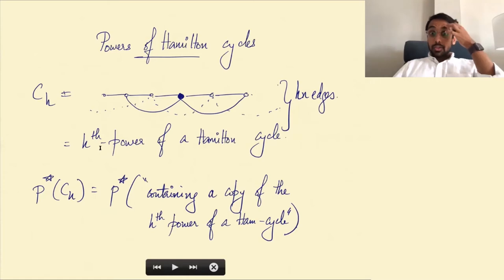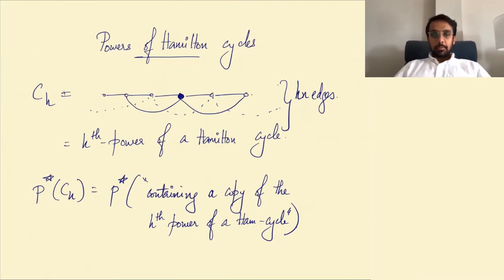So the spanning graphs of interest for us are the powers of Hamilton cycles. Everyone knows what a Hamilton cycle is. I'll tell you what the kth power of a Hamilton cycle is to start with. I call it C^k over here. All it is, you take the Hamilton cycle and you join every vertex to things at distance at most k from it in the cycle. So what I've drawn here is probably something like C^2. And clearly, from what I've said, the kth power of the Hamilton cycle has about kn edges, right?